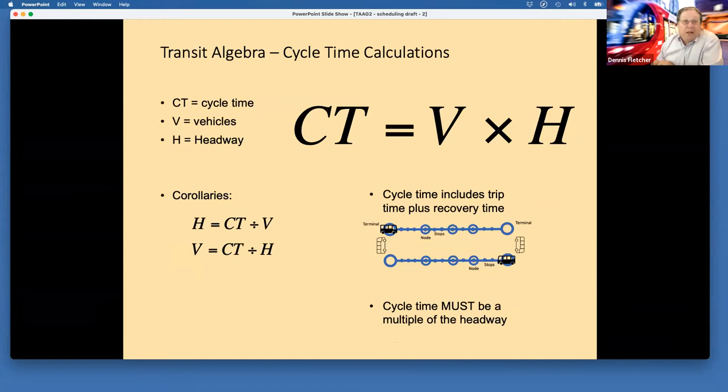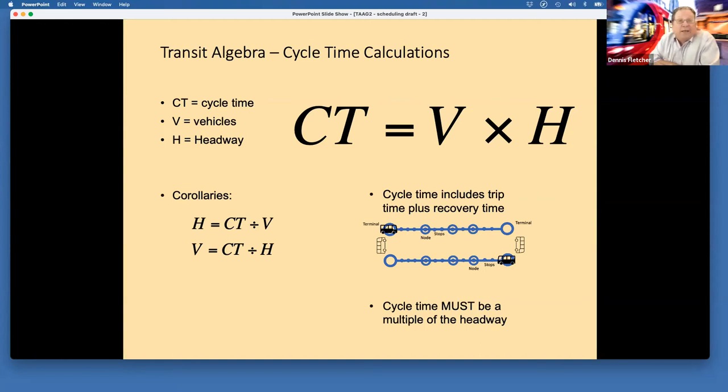Okay, so there are lots of formulas that planners and schedulers use in the process, but this one is critical to understanding how route design and schedules work. This says that the cycle time is equal to the number of vehicles on a route, V, times the headway, H. So what's cycle time?